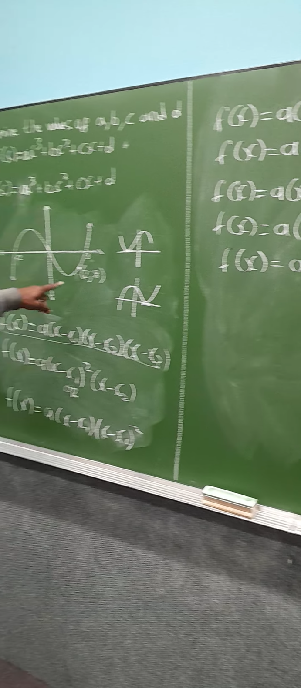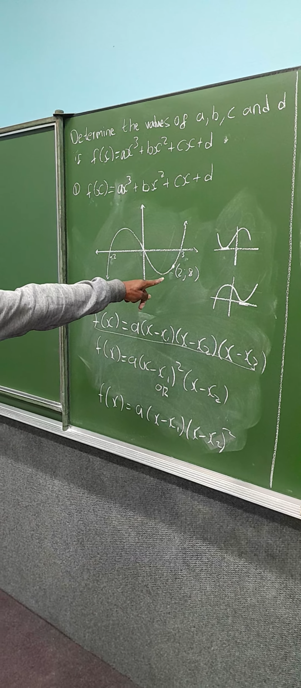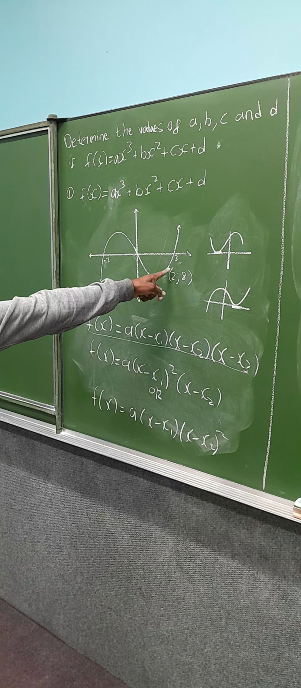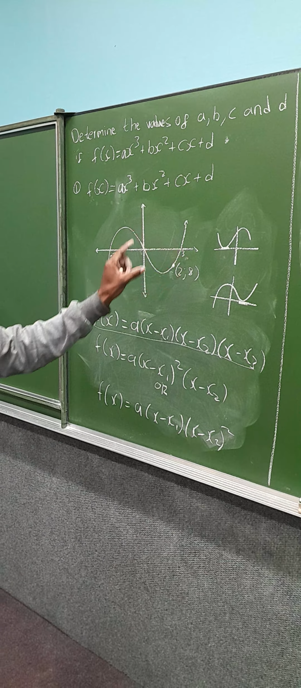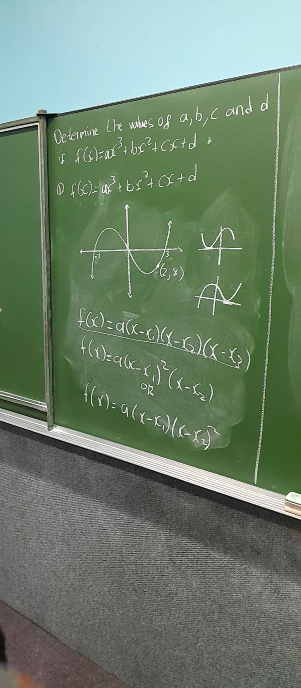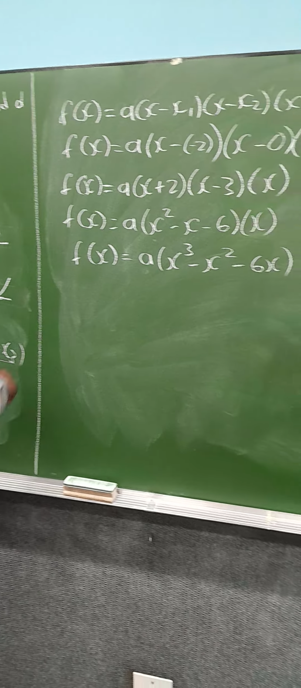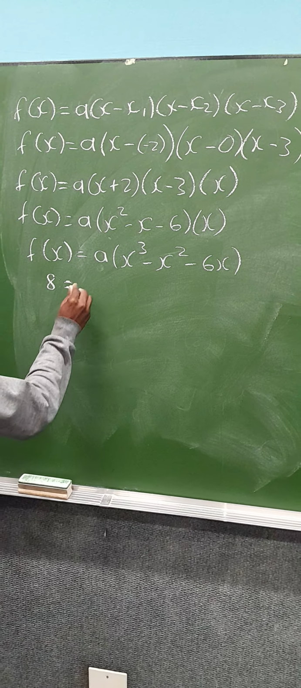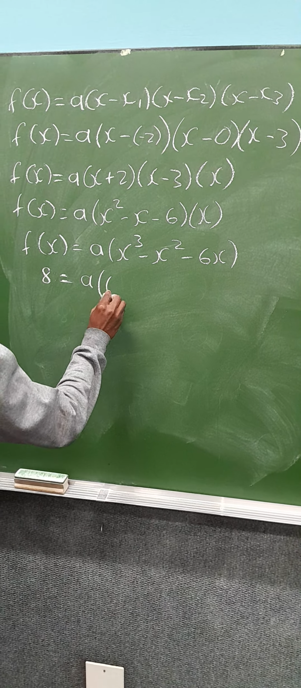So if you check, we are given a point here in the graph, which is 2 and 8. This is not a turning point, it's a point in a graph. A turning point is supposed to be somewhere here, but this point is here. So that's not a turning point, it's just another point in the graph. So our y is 8, and then our x is positive 2.